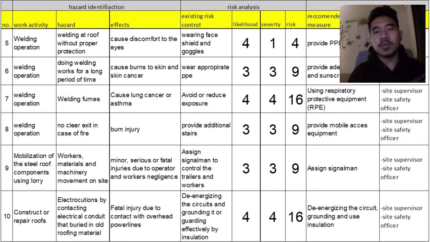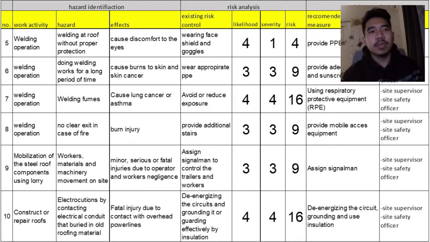The existing risk control is assigning a signalman to control the trailers and workers, to control the movement on the side of the workers, to avoid any mishaps. The likelihood is 3, the severity is 3, and the risk is 9. The recommended control measure is assigning a signalman on site at the time of mobilization of this equipment. The person in charge is the site supervisor and site safety officer.